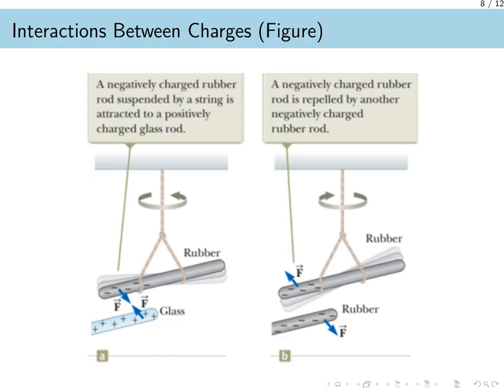Here, the force vectors, F, point outward and strictly away from each other. This clearly demonstrates that the suspended rod is repelled because they carry the same type of charge.